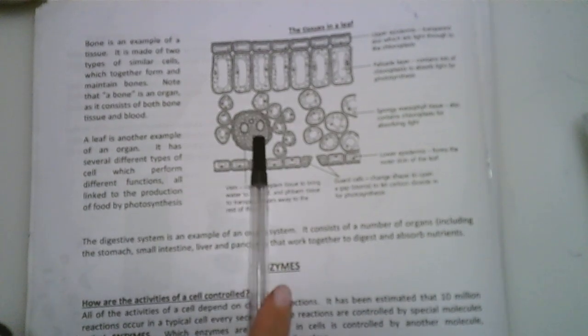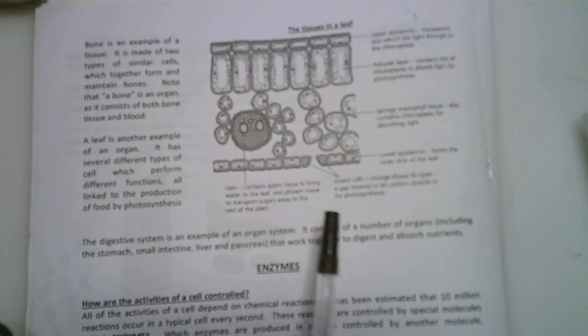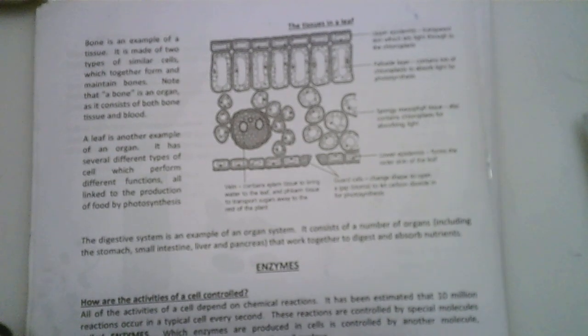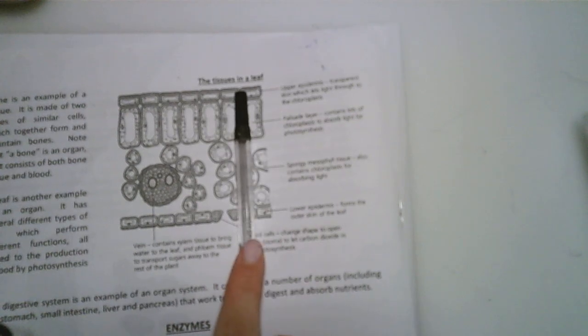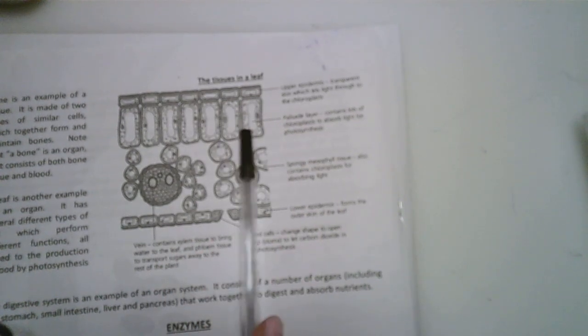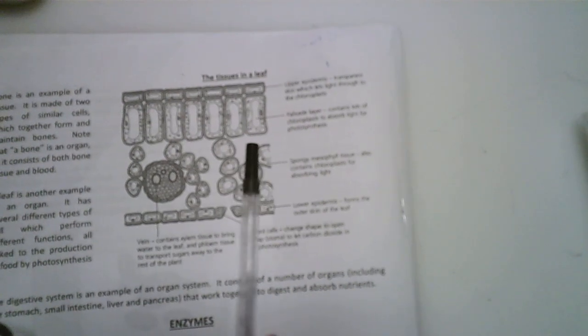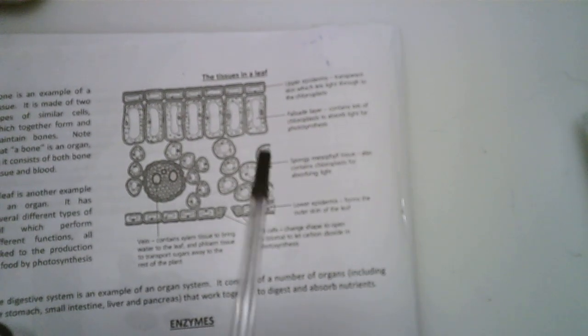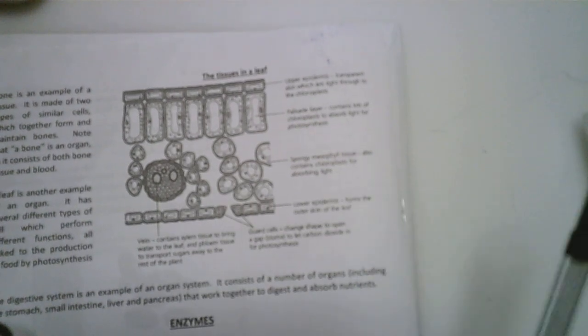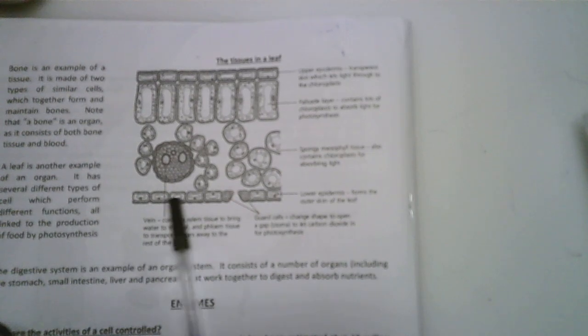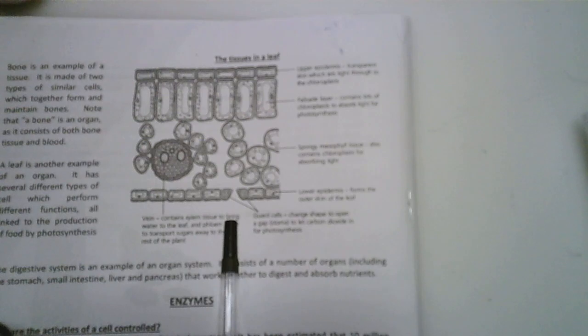So this would be a vein, which contains xylem tissue to bring water to the leaf, and phloem tissue to transport sugars away from the rest of the plant. The upper epidermis is transparent skin, which lets light through. Palisade layer has lots of chloroplasts to absorb light for photosynthesis. Spongy mesophyll also has chloroplasts for absorbing light. Lower epidermis forms the outer skin of the leaf. Guard cells change shape to open the gap, which is called the stoma, to let carbon dioxide in for photosynthesis.